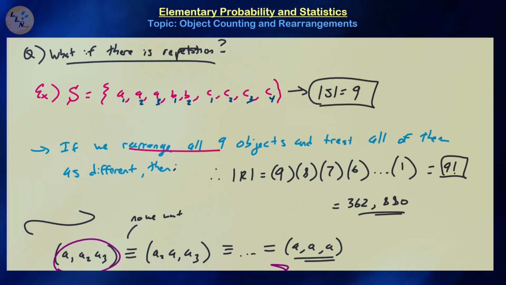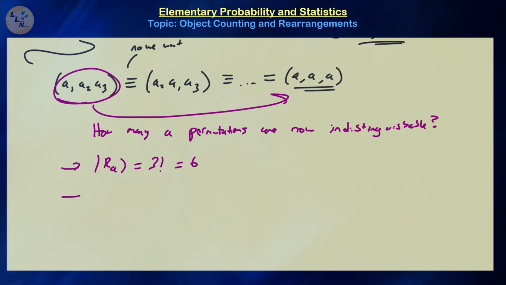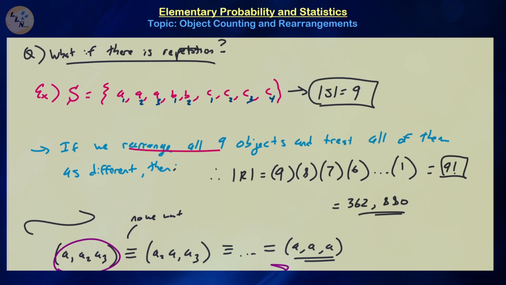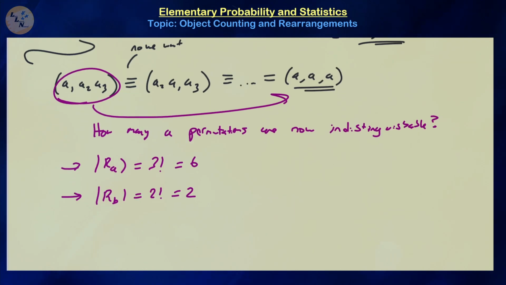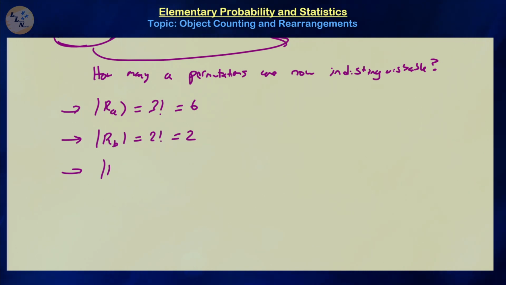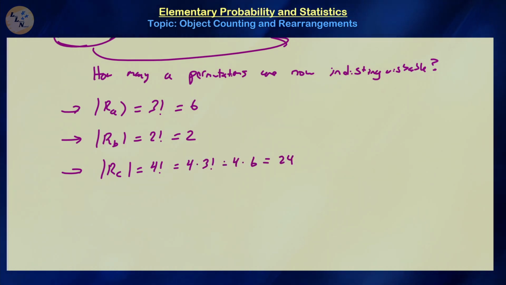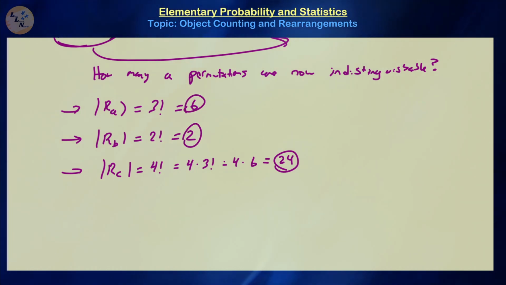Well, what about the other letters, for example, the B's? The number of B's that are now indistinguishable is 2 factorial, which is equal to 2, because I have 2 B's in here, and if I rearrange them, they're going to look the same to me. And what about the C's, where there are 4 C's in that set? The number of rearrangements of the C's that are now indistinguishable is going to be equal to 4 factorial, which is the same as 4 times 3 factorial, which is 4 times 6, which is equal to 24. So we have 6, 2, and 24.